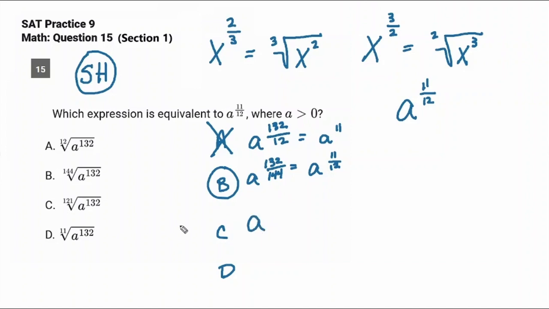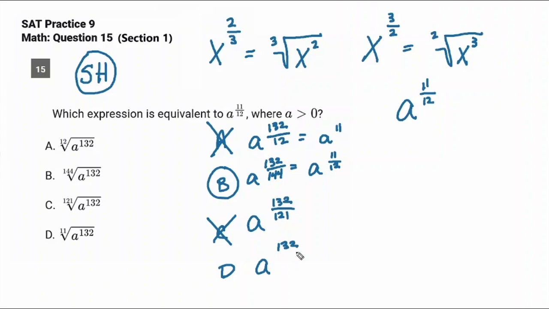Let's do it again. A to the what? This is C. 132 goes on top. What goes on bottom? The outside number, 121. Okay, take a look up here. The top number is smaller, bottom number is bigger. Here, top number is bigger, bottom number is smaller. That's not going to work. That's gone.